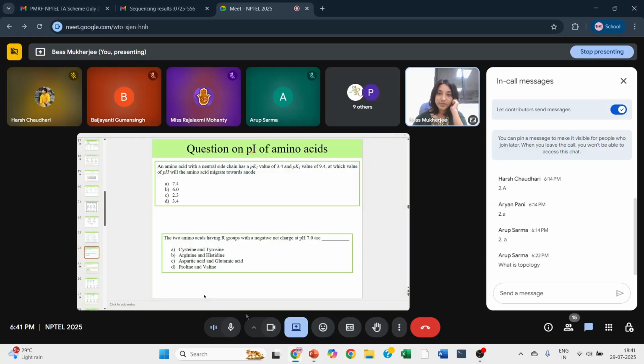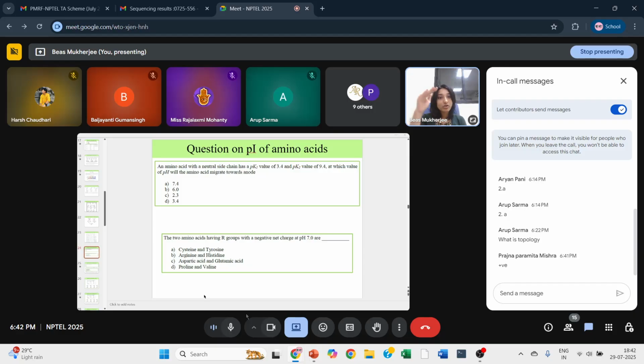Okay, now try to answer this question. An amino acid with neutral side chain, the pK1 value is 3.4, pK2 value is 9.4. At which value of pH will the amino acid migrate towards the anode? Now, is the anode positively charged or negatively charged? First you tell me this. How will you remember? Anion goes to anode, cation goes to cathode. Positively charged. Okay, correct? Because anion is negatively charged, the anode would definitely be positive. So it is saying that it will migrate towards the anode. That means it will be negatively charged, right?